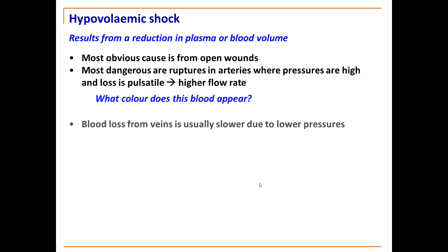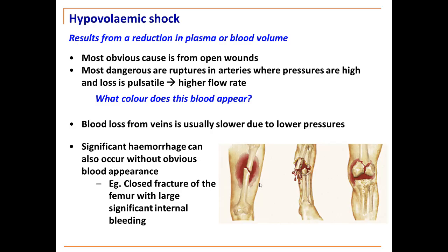As I said, what colour does it appear? It appears bright red. Blood loss from veins is usually slower because there are lower pressures, of course. But when we're thinking about this, you don't always see that blood loss. Significant hemorrhage can also occur without obvious blood appearance, for example, closed fractures of the femur with large, significant internal bleeding.